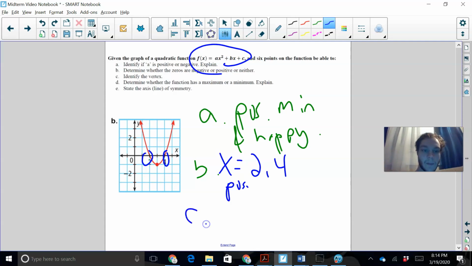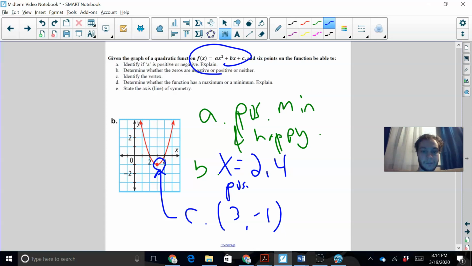Part C, identify the vertex. The vertex is going to be the highest or lowest point on this graph. Because our graph, this parabola right here, has a positive A, it has a minimum point. This is a definitive minimum point right there. What are the coordinates of that point? That would be the coordinates (3, -1). That's this minimum point right there. Part D, I've already answered. It has a minimum in our graph. You can tell that this graph doesn't get any lower. It cannot go any lower than it possibly is at this point.